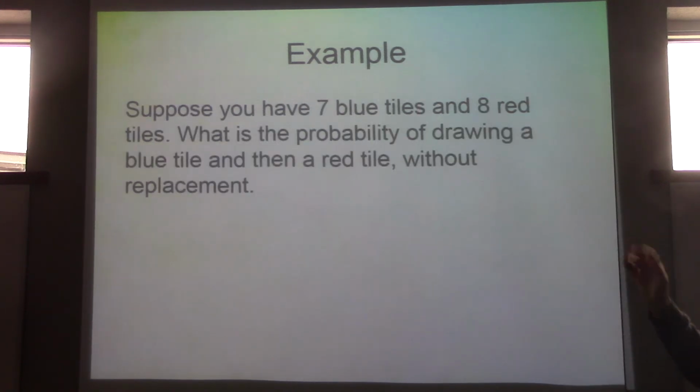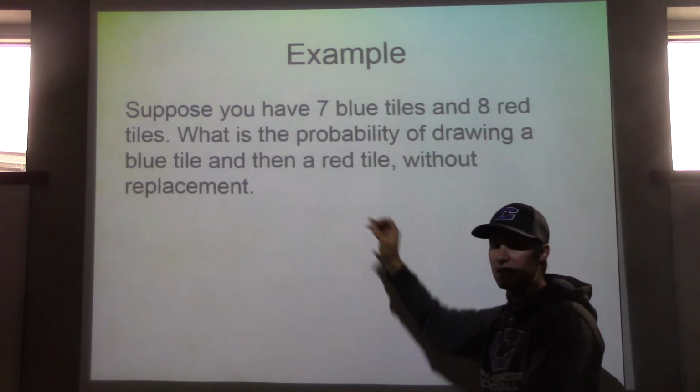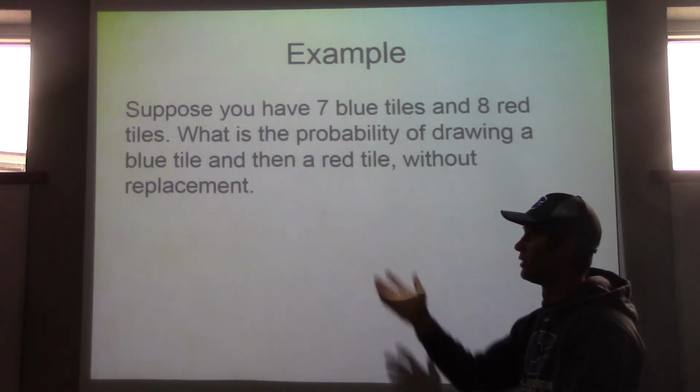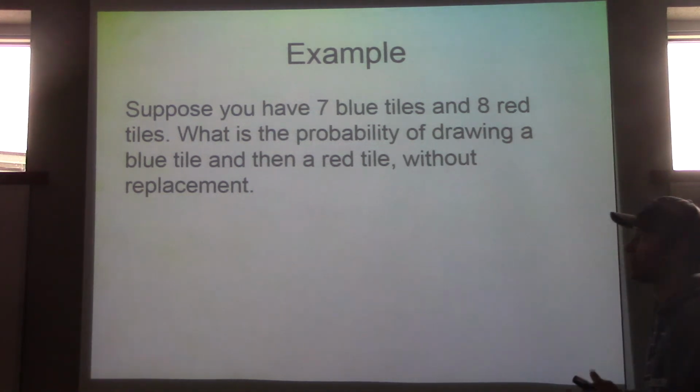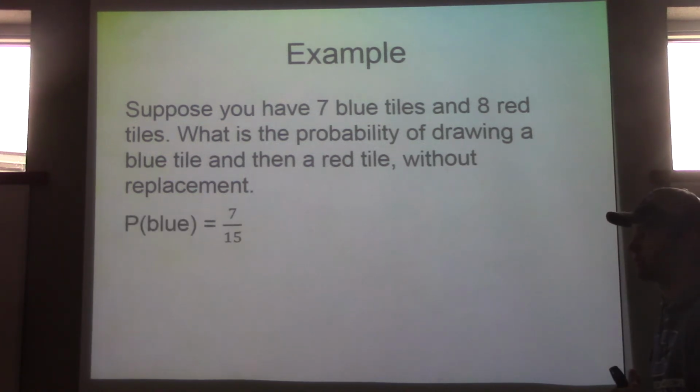All right, suppose you have 7 blue tiles and 8 red tiles. What's the probability of drawing a blue tile and then a red tile without replacing it? So we are not replacing it. So if we're not replacing it, it's dependent, it's going to affect it. So I draw, okay, what's the probability of getting a blue? So that would be 7 out of the total. 7 plus 8 is 15. So 7 out of 15.